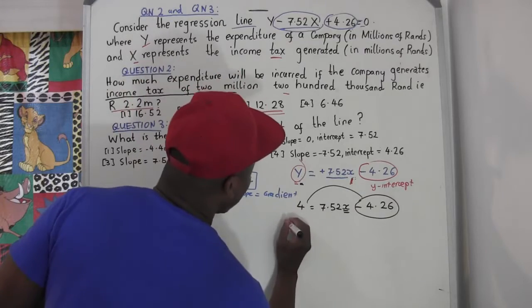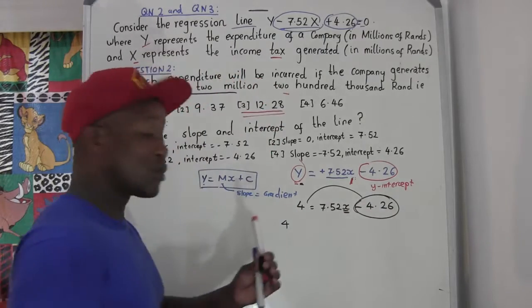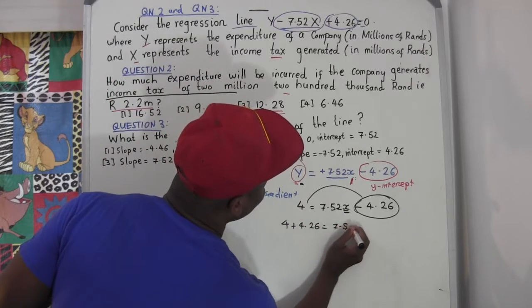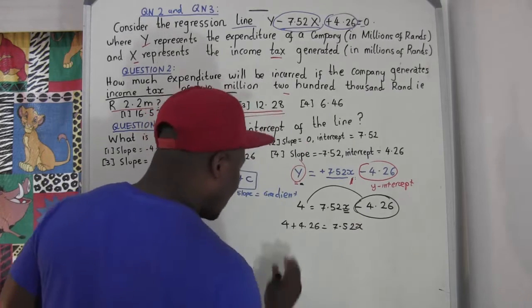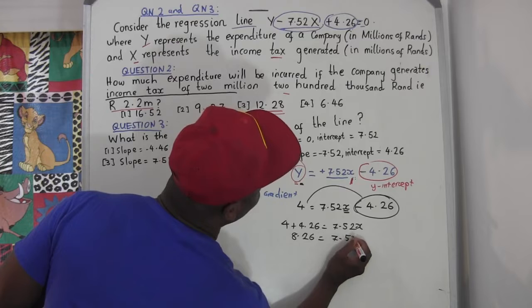Okay. So now this is 4.26, and this one is negative. When you take a number, you take it with its sign, which is on the left. When you go over, it's going to become plus 4.26 equal to 7.52x. Now you add these two. This is going to give you 8.26 equal to 7.52x.